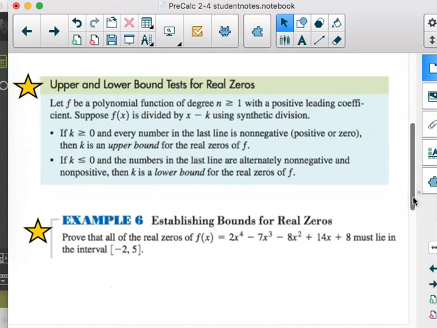So this is the upper and lower bound test that we'll be using. Let f be a polynomial function of degree n greater than or equal to 1 with a positive leading coefficient. Suppose f of x is divided by a linear factor, x minus k, using synthetic division. So it's important with these that we know that we have this broken into those linear factors, because we're going to use synthetic. If k is greater than or equal to 0, and every number in the last line is non-negative, so it can be positive or it could be 0, then k is an upper bound for the real zeros of f.